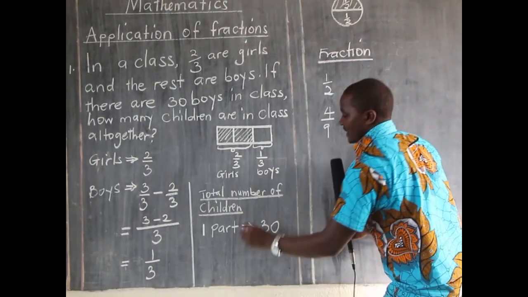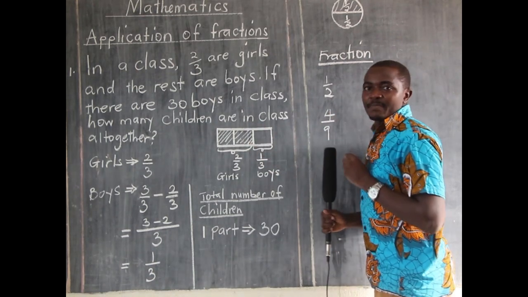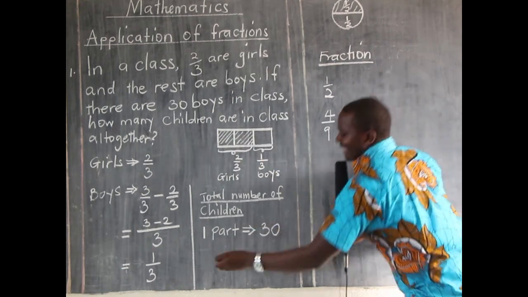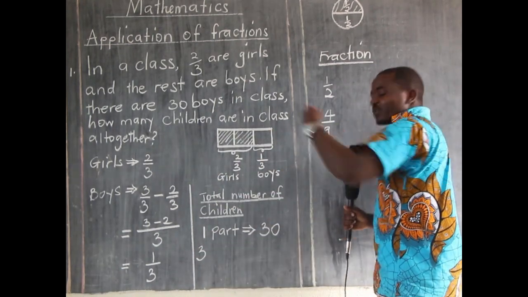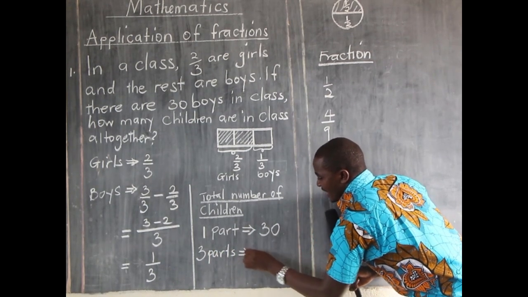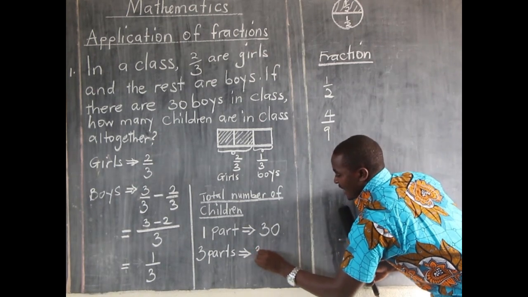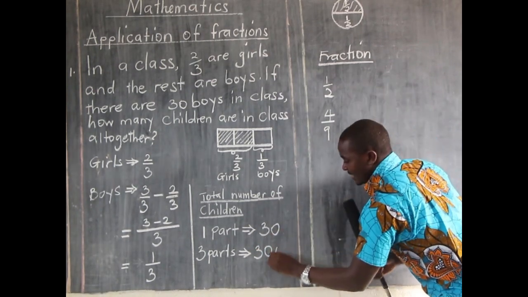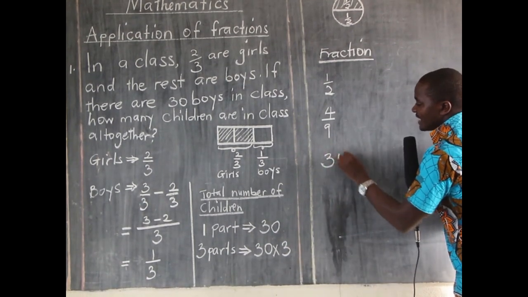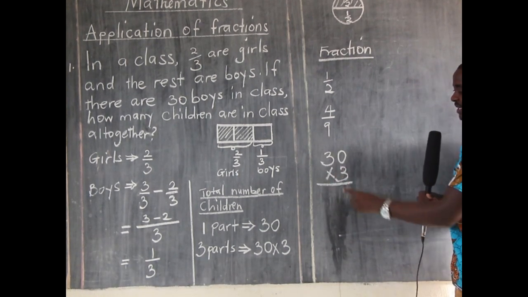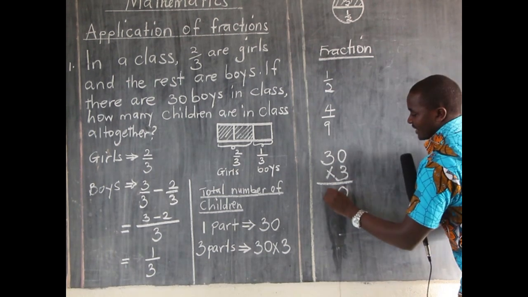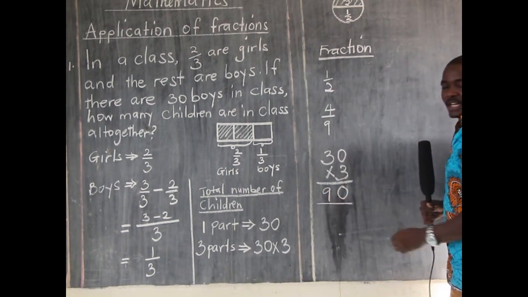What about the total? How many parts represent the total? If you have a look at our diagram, 1, 2, 3. The 3 parts represent the total number of children in the class. So 3 parts represent, we shall have 30 for 1 part times the 3 parts. And here comes simple mathematics, boys and girls. If you have 30 times 3, have a look. 3 times 0 is 0. 3 times 3 is 9. So 30 times 3 is 90.